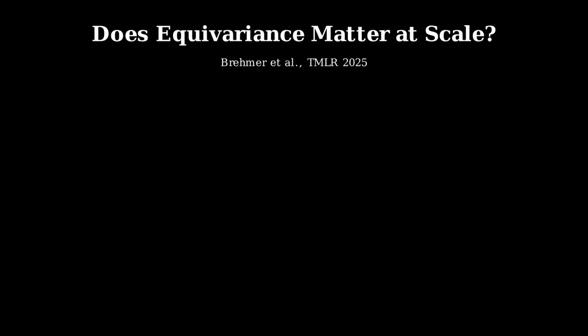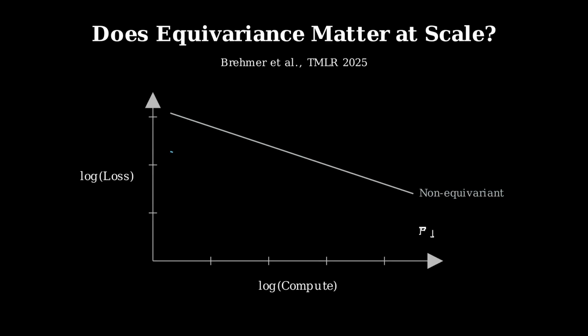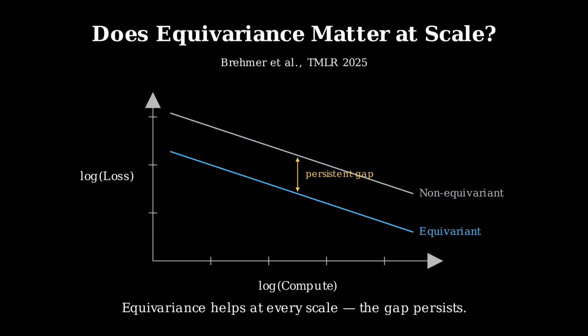Bremer and colleagues asked, if we scale up compute and data, does equivariance still help? Their answer, published in Transactions on Machine Learning Research 2025, is yes. They found that both equivariant and non-equivariant models follow power law scaling. But the equivariant curve sits consistently below, meaning lower loss at every compute budget. The gap never closes. Moreover, equivariant models benefit most from scaling model size, while non-equivariant models benefit from training longer. Equivariance provides a persistent structural advantage.